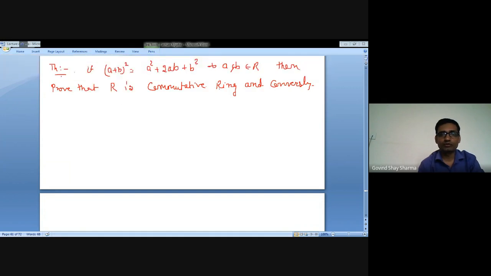And the converse is also meant: if R is commutative, then again we prove that (a plus b) whole square is equal to a square plus 2ab plus b square.